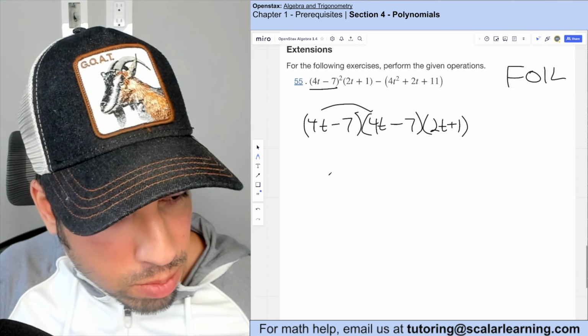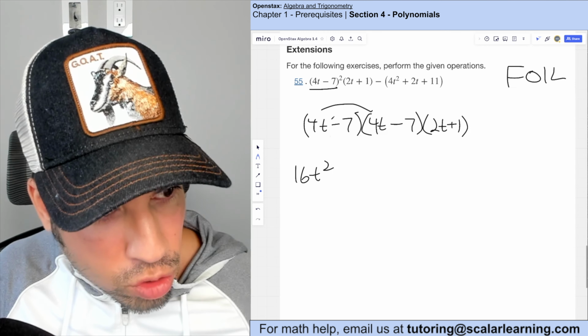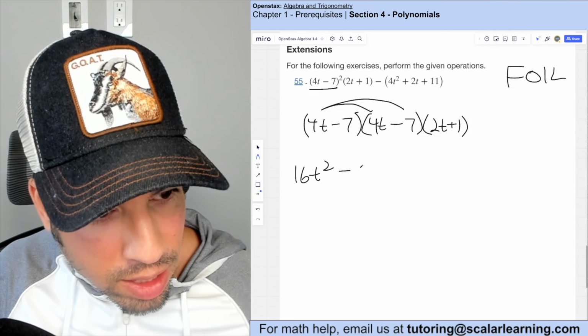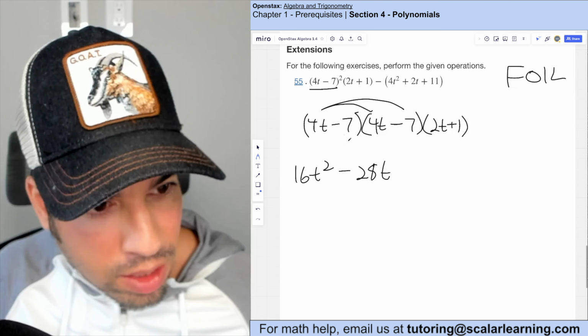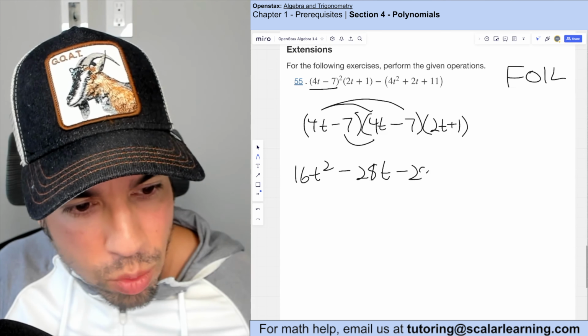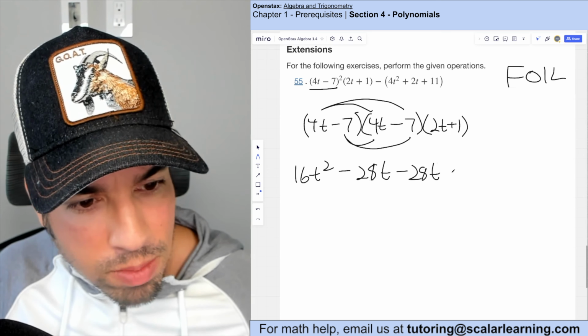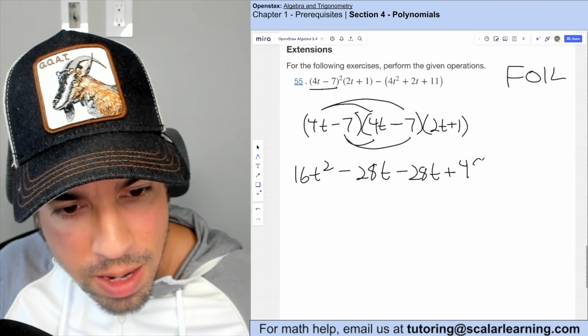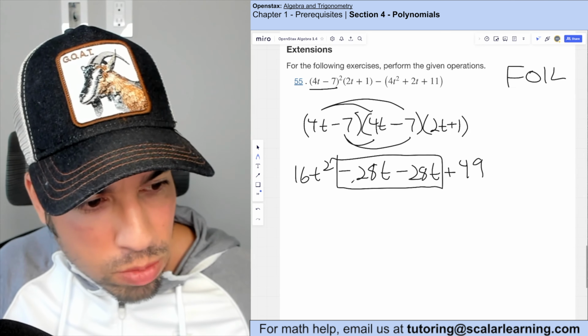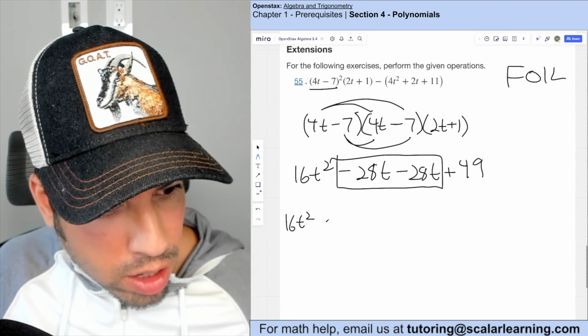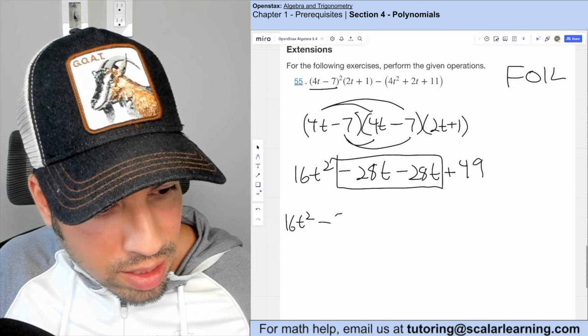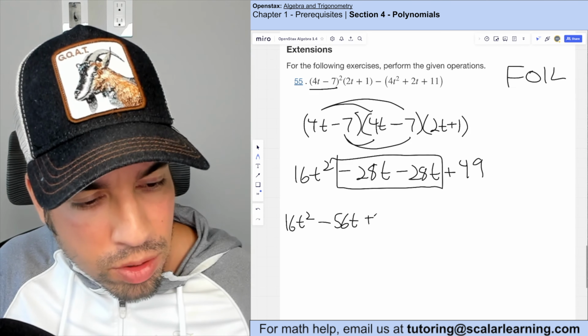So I got 4t times 4t, which is 16t squared. Then 4t times negative 7, negative 28t. Negative 7 times 4t is negative 28t. And negative 7 times negative 7 is positive 49. Then I'm going to combine these middle terms. And I've got 16t squared minus 56t plus 49.